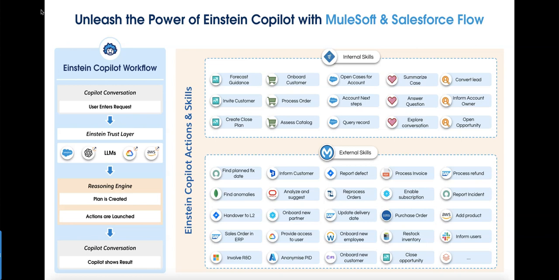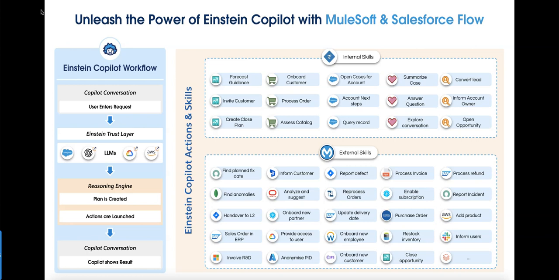So the Einstein Copilot workflow is super simple. It gets a user request, where the user is in a conversation with Einstein. Then it passes this information through the LLM, through the trust layer, to really understand its context. And once it understood the context, it starts reasoning using the reasoning engine. A plan is created and actions are launched, and then after that it responds with the result.